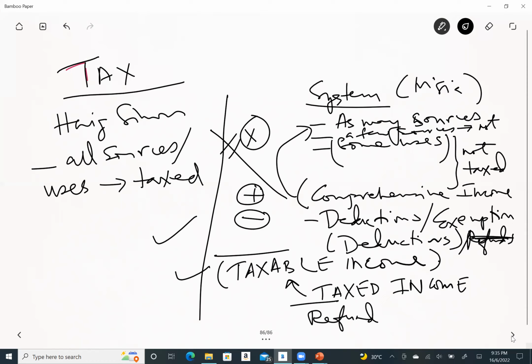So this is to be fair. This is based on fairness, to be fair to the different individuals. The tax must be fair. Okay. Any question? You got the idea?